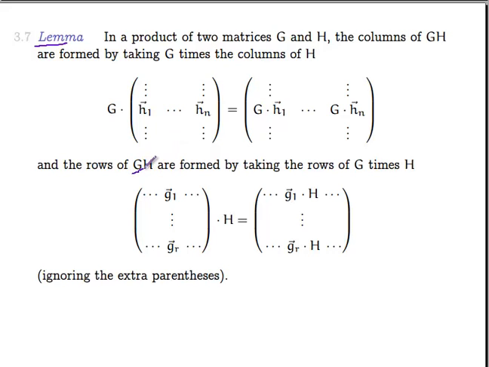Similarly, the rows of the product GH are formed by taking the rows of G times H. This is a little bit less familiar, but it's similar. I have this matrix H, which is the matrix on the right, and I multiply the rows one at a time with that matrix H. If I multiply this row times H, I'm going to get this row times the first column, this row times the second column, this row times the third column, and so on. When I finish that process, that's just the same thing as multiplying this row by the entire matrix H.